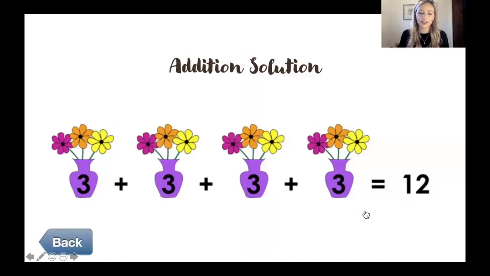So here I've laid out my 4 vases with my flowers in to show that I'm just adding all of them together. So I'm adding one group of 3, another group of 3, this group of 3 and another group of 3, and when I add them all together they equal 12. This is called repeated addition because each time we are repeating the same amount to get to our final answer.